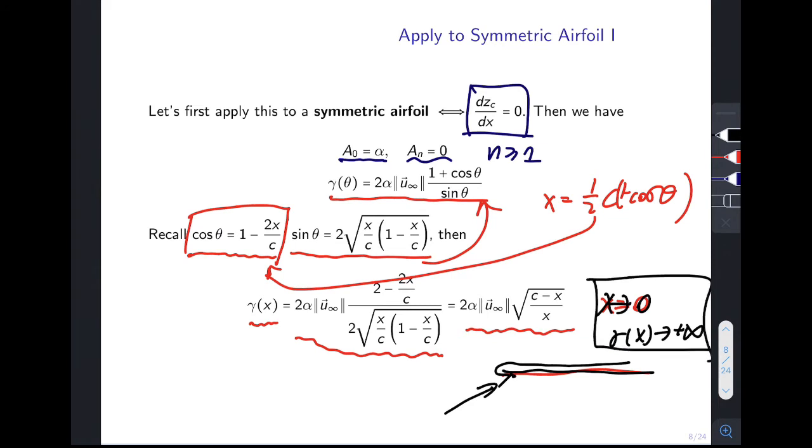Okay, so this result is not unphysical. It actually has a physical interpretation.